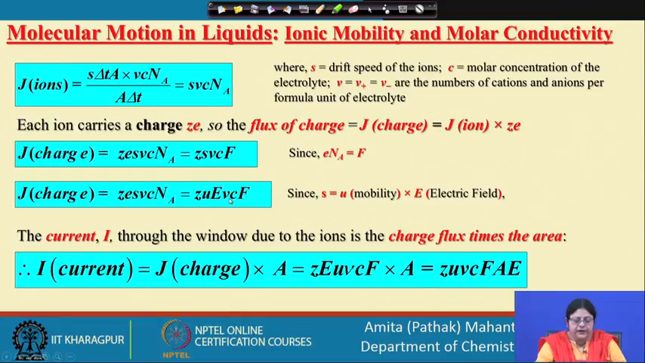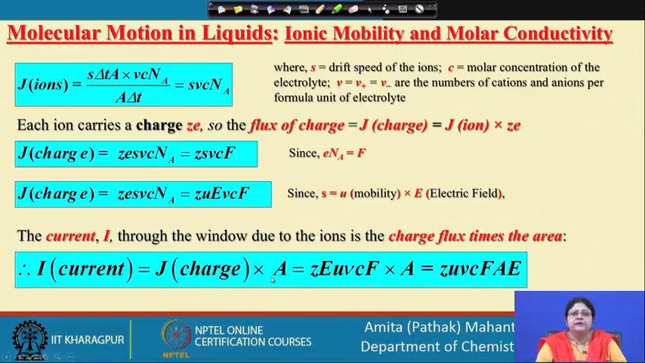Nu is the number of cations or anions per formula unit of the electrolyte, C is the concentration of the electrolyte, and F is the Faraday constant. Now, if I know the flux of charge, then I can find the current. What is the current? The flux of charge times the area A of the window through which the current is passing. So if I multiply the flux of charge by the area of that window, I will get the current. The current is nothing but the charge flux times area.